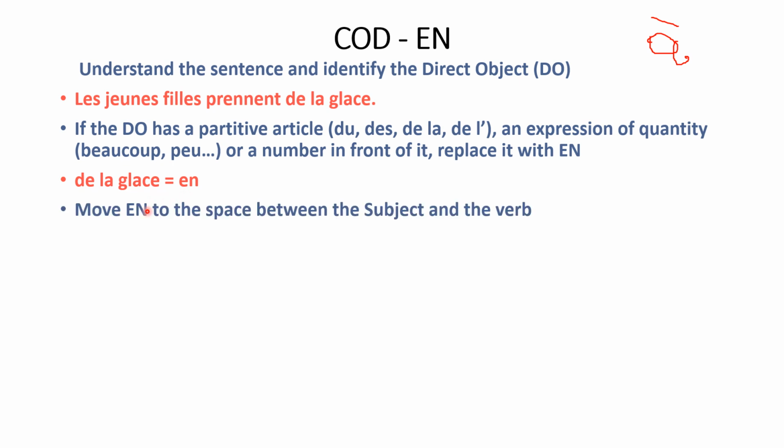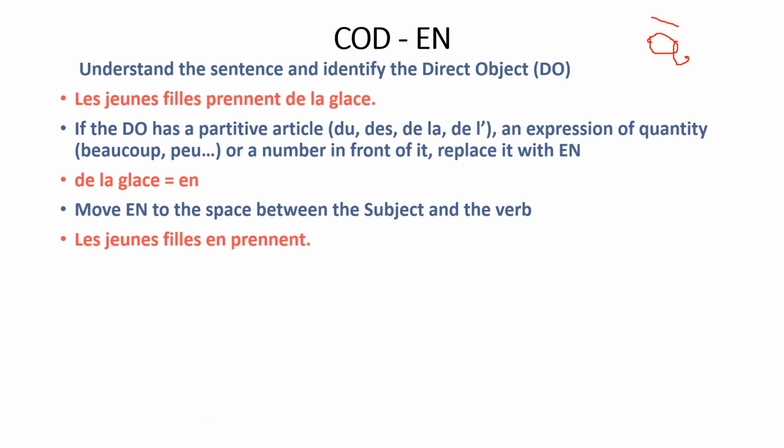Okay? And you can't leave it there. I have some in English. But think Tamil, na enkita kunjam irukku. I have some. I some have. So just like in Tamil, you have to shift the en to the space between the subject and the verb. Alright? So your sentence now is les jeunes filles. The subject always starts les jeunes filles. Now this is your verb, and in between the subject and the verb you have en.